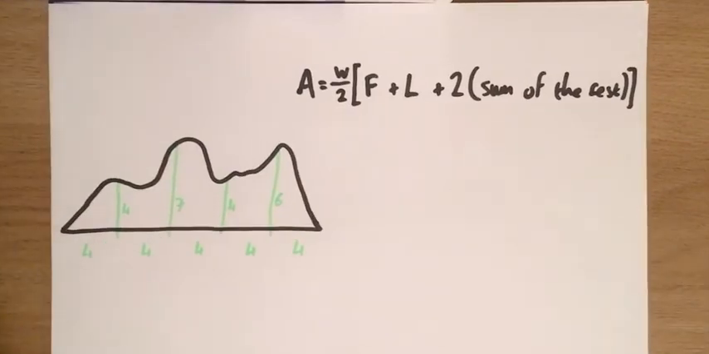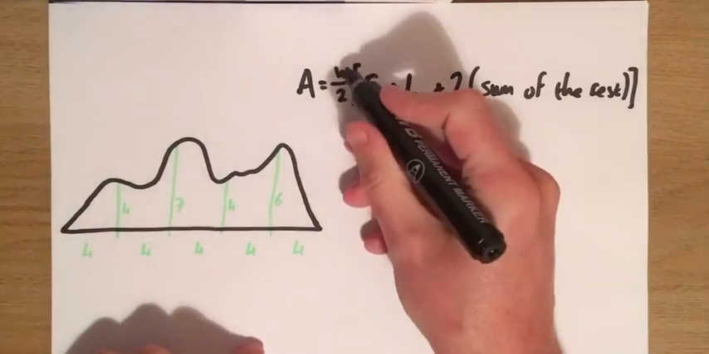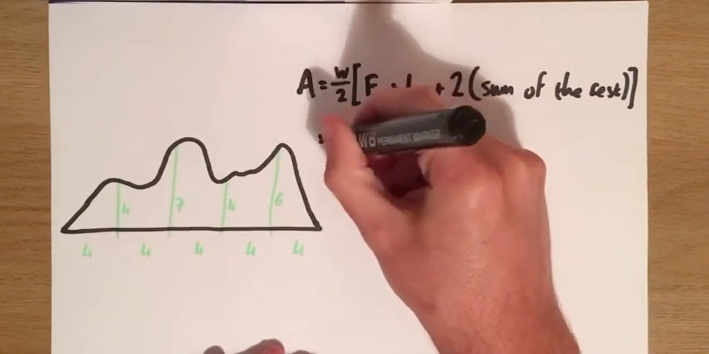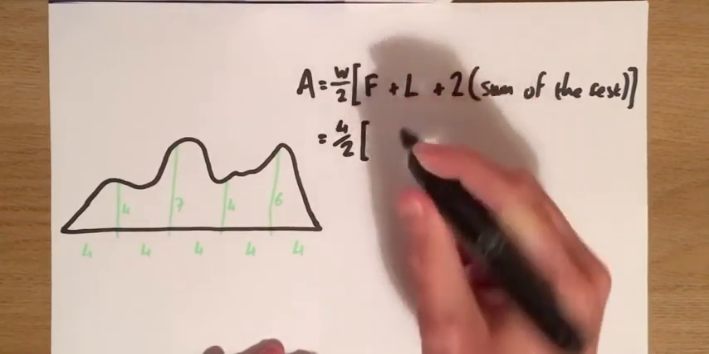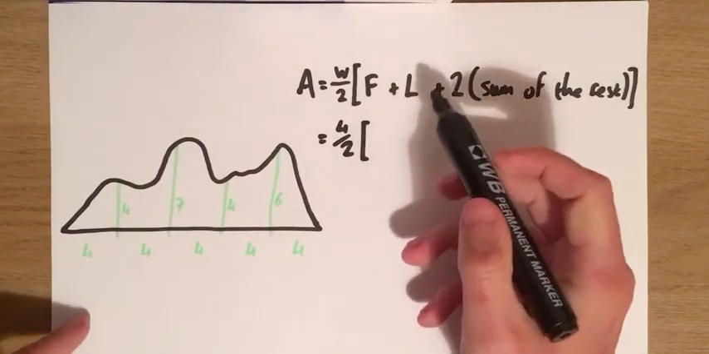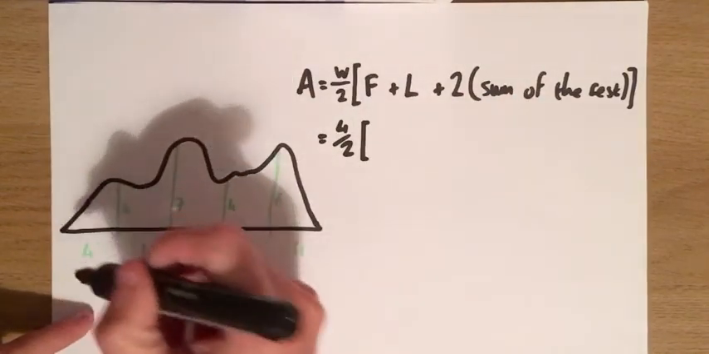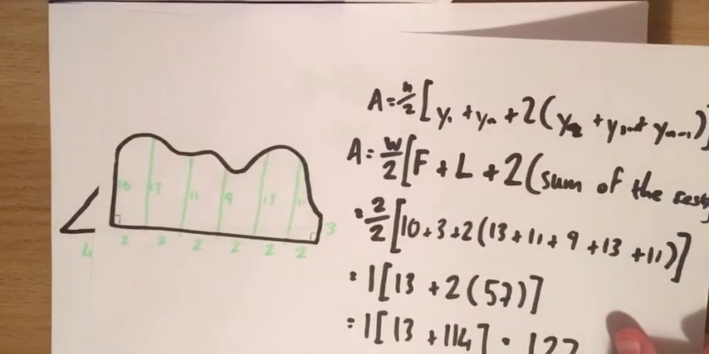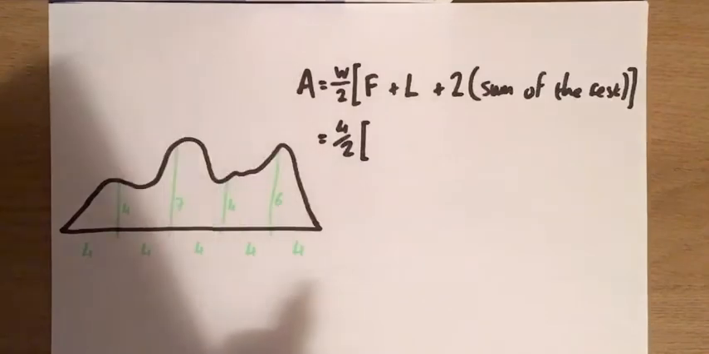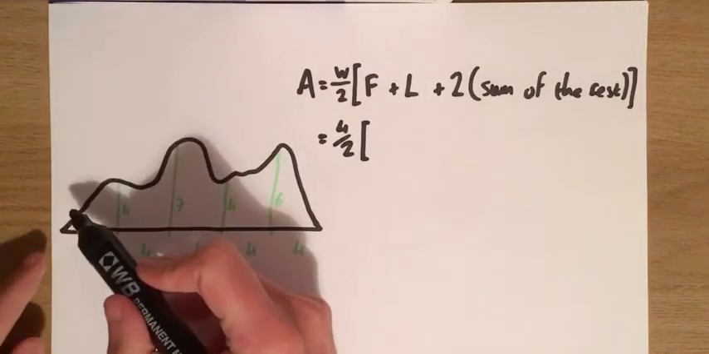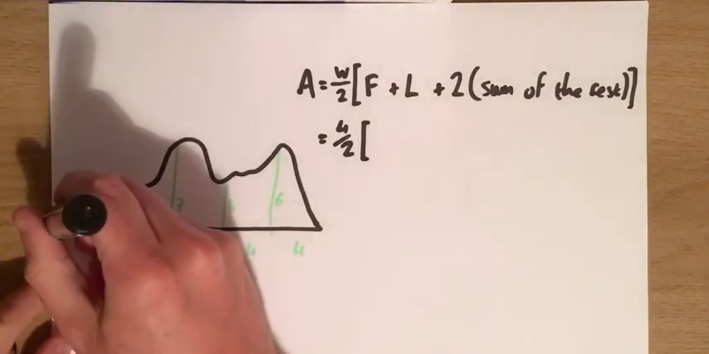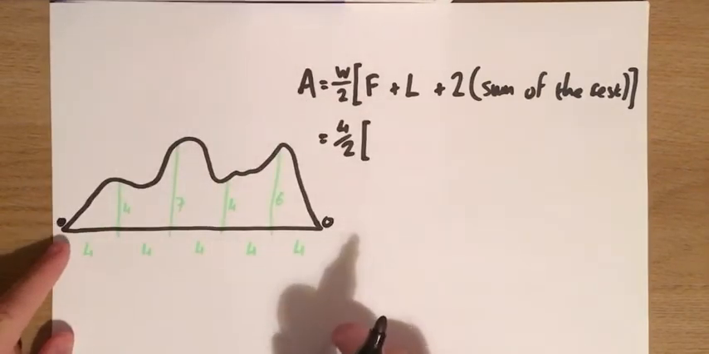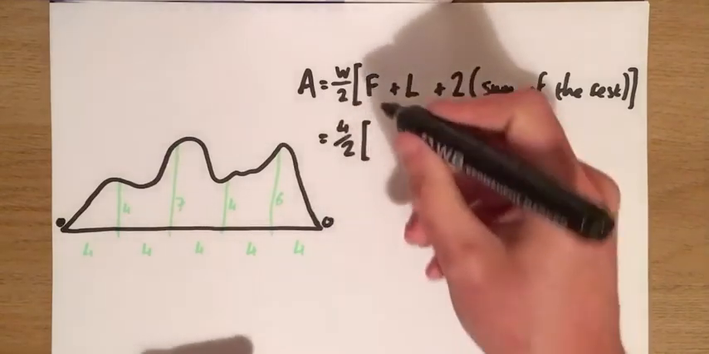To plug our numbers in then, it's the width over 2, so that's 4 over 2 times first plus last. If they finish in a point like this, they don't finish in a right angle like the previous example we did. If they finish in a point, then your height is 0. So our first and our last height here are both 0.